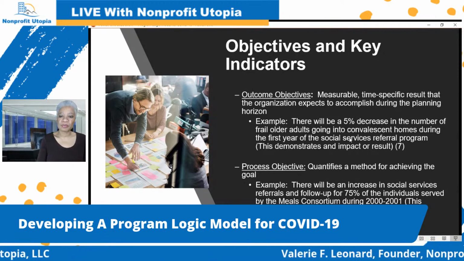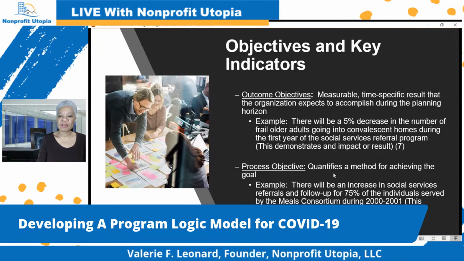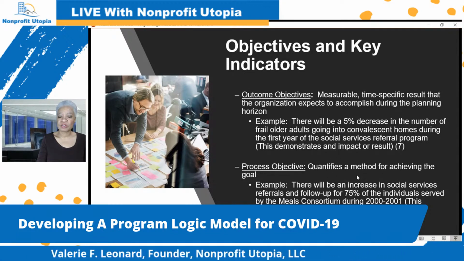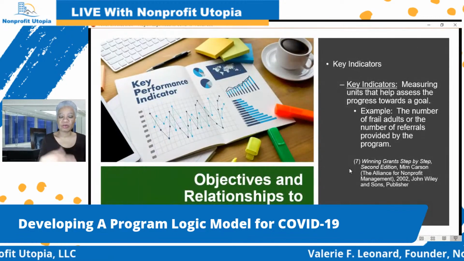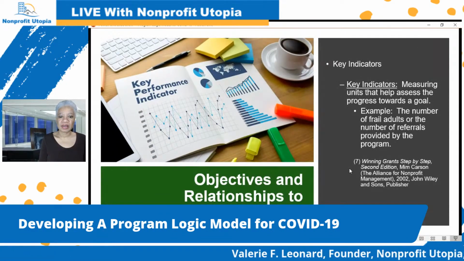So you want to reduce the number of people going into convalescent homes. And how are you going to do it? You're going to increase social service referrals so that they can get service at home rather than going out to a convalescent home.